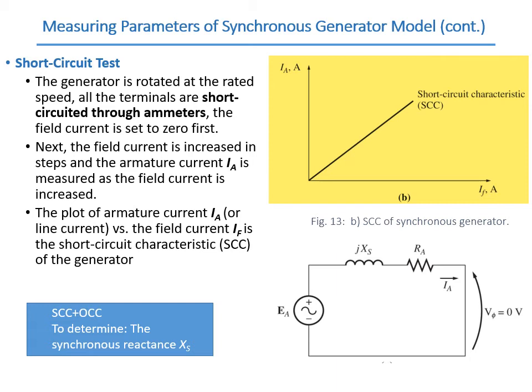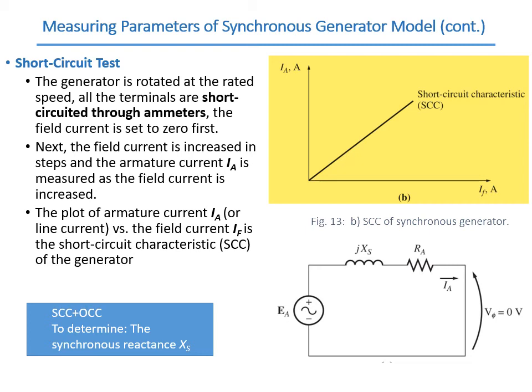To start with, the field current is set to 0, just like in the previous test, and then we record the armature current. Now the field current is increased again in steps, and while we do that, we measure and record the armature current by using the ammeter. Again, we get sets of values of IF and IA.